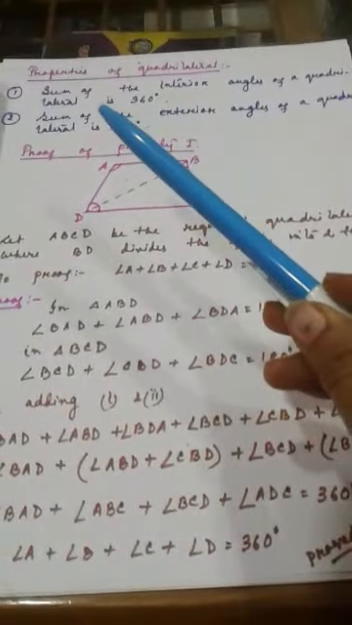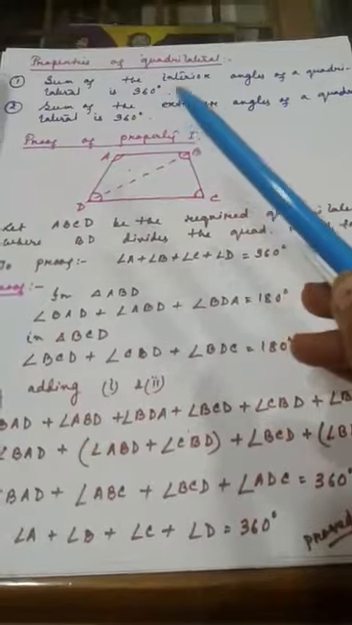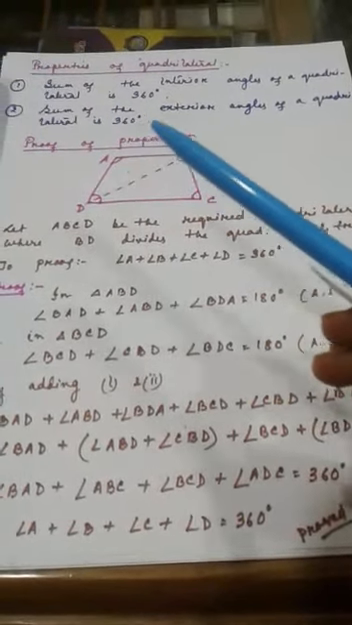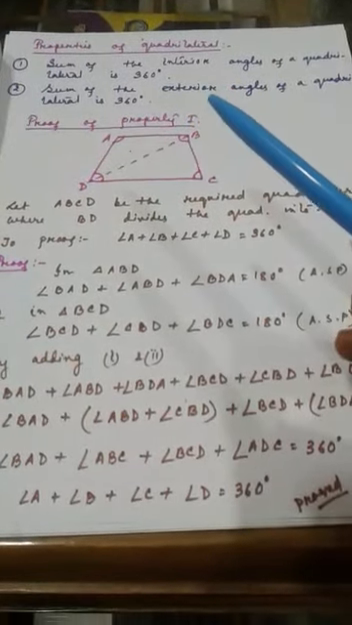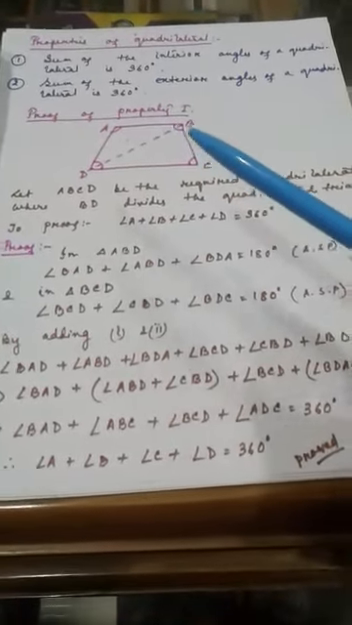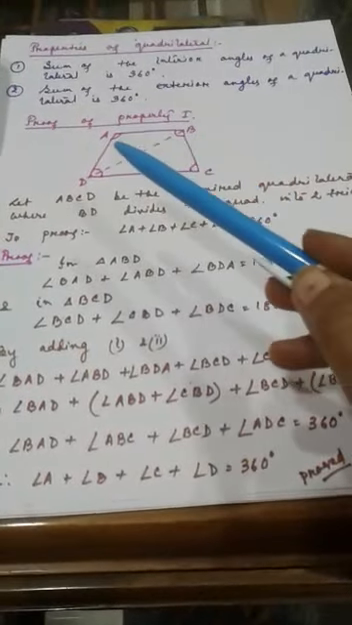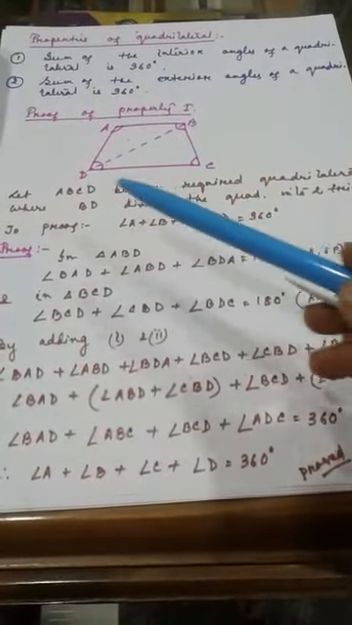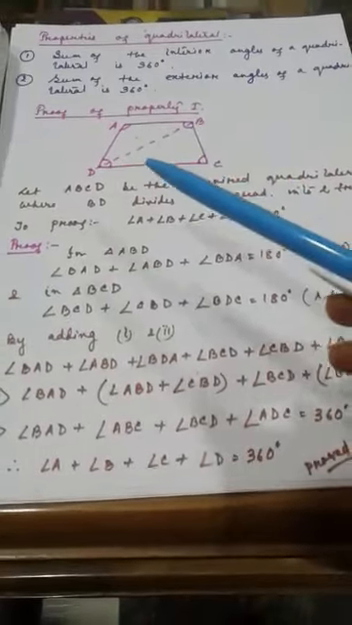The first property is that the sum of the interior angles of a quadrilateral is 360 degrees, and the second property is that the sum of the exterior angles of a quadrilateral is 360 degrees. Now let's prove the first property. This is the quadrilateral ABCD, where angles A, B, C, D are the interior angles. I have marked them. So look at it carefully.